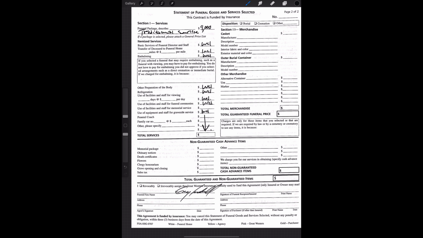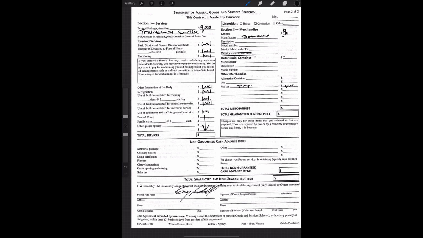Write down anything else in here that's not included. Sometimes that's thank you cards. Man, this pen is just not working. Thank you cards, memorial book, register folders, and maybe a temporary marker is included over here. This is where you can write down who makes the casket, what color it is, interior fabric and color, exterior material and color, and the price associated with it, right? Number here for the vault. And total merchandise is going to be the casket price.